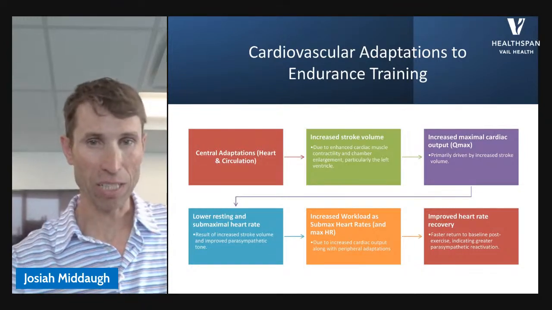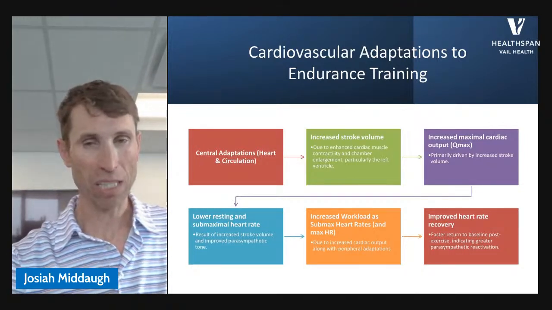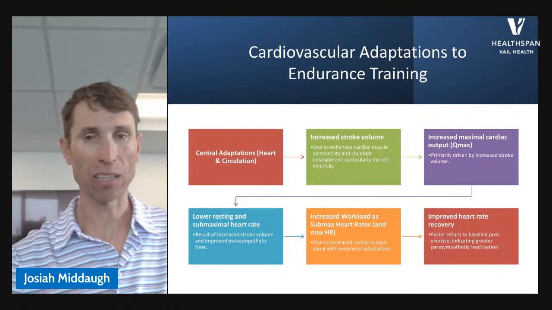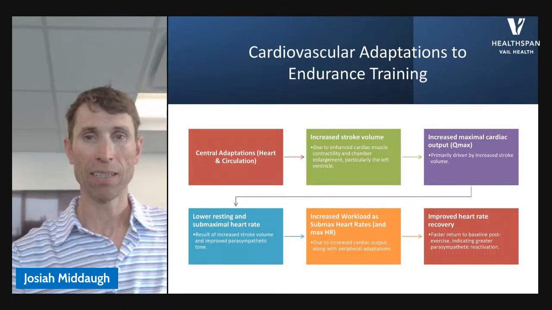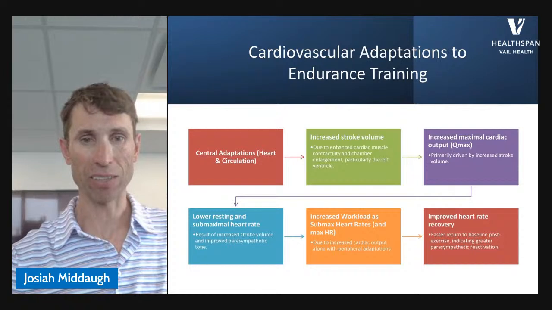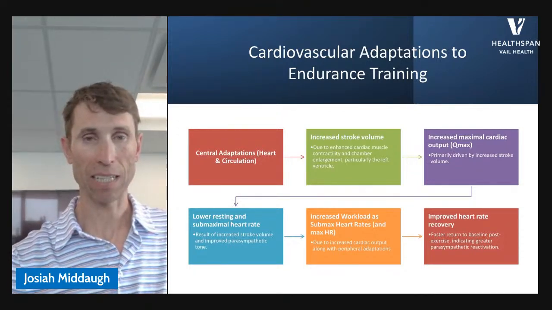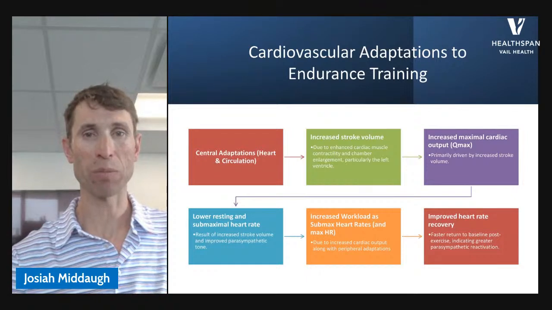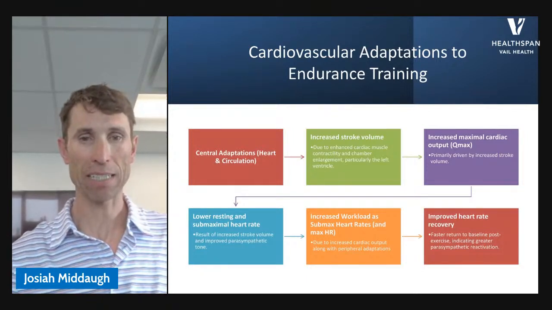So that's that increased stroke volume of the heart, increased cardiac output. That all these things are going to allow you to do more work at those moderate intensity levels. And heart rate recovery, that ability for that heart rate to drop down to be ready for that next interval, that's going to improve a lot.